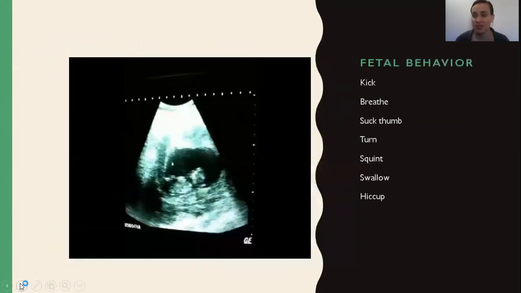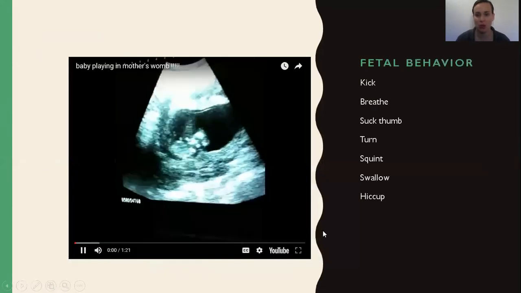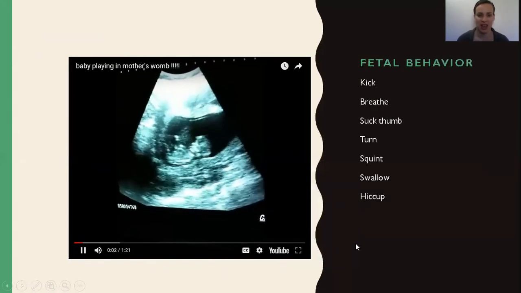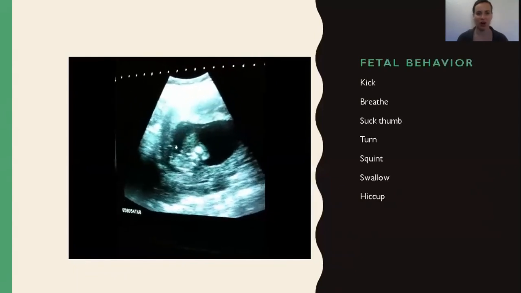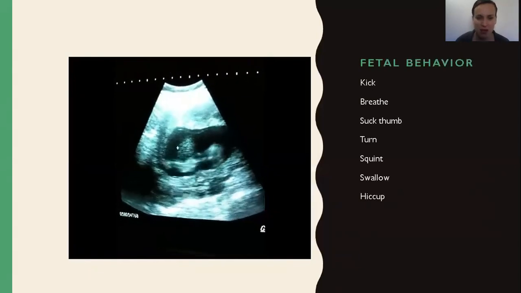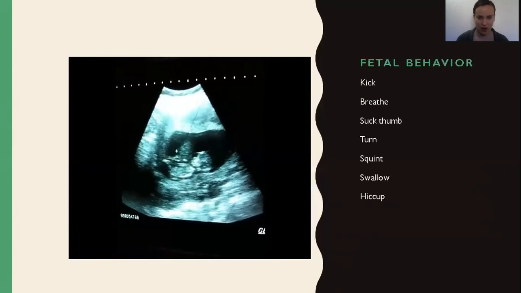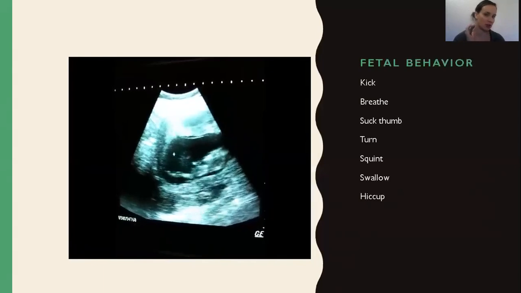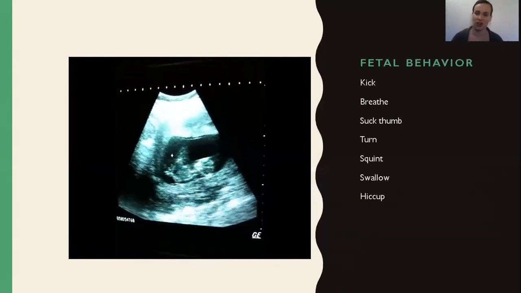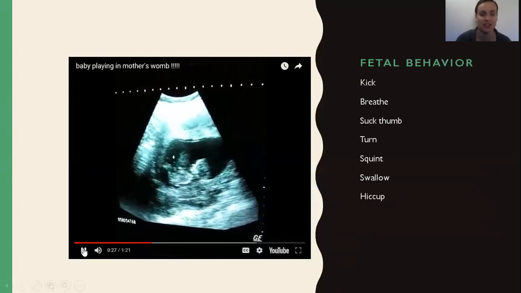But fetuses do have behaviors even when they are born. They kick, they breathe, they suck their thumb, they turn, they squint, they swallow, they hiccup. So this is an active little one in utero. So kind of moving their arms, moving their body. I'd say it's probably a 12 to 16 week fetus right there. So that you can see the profile of the child as they're kind of turned away from you. They're kicking, they're turning, they suck their thumb. All those types of things happen when they're born, and that's their behavior.